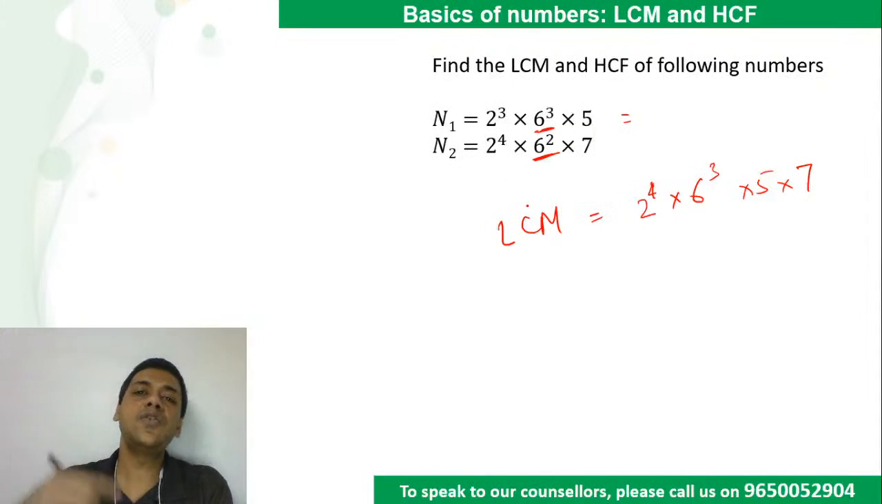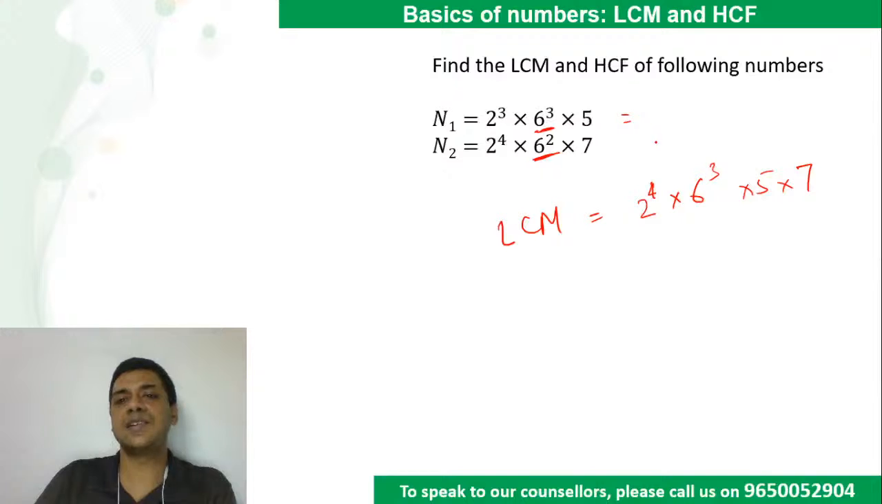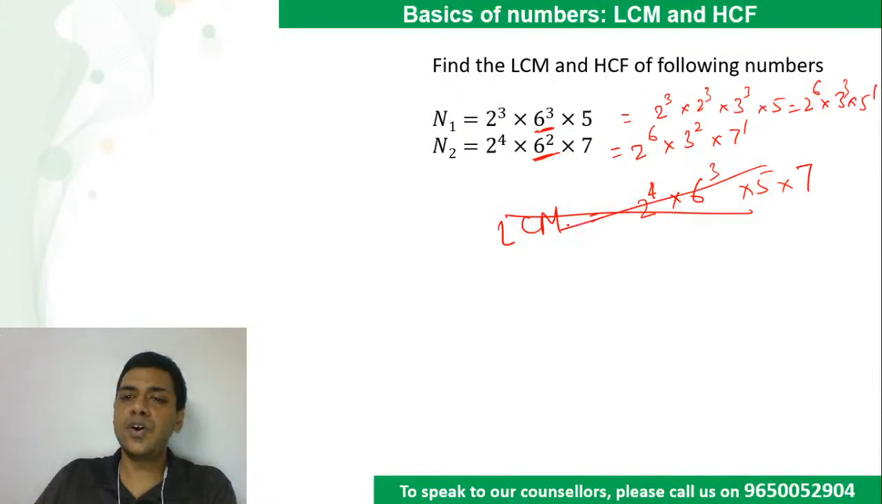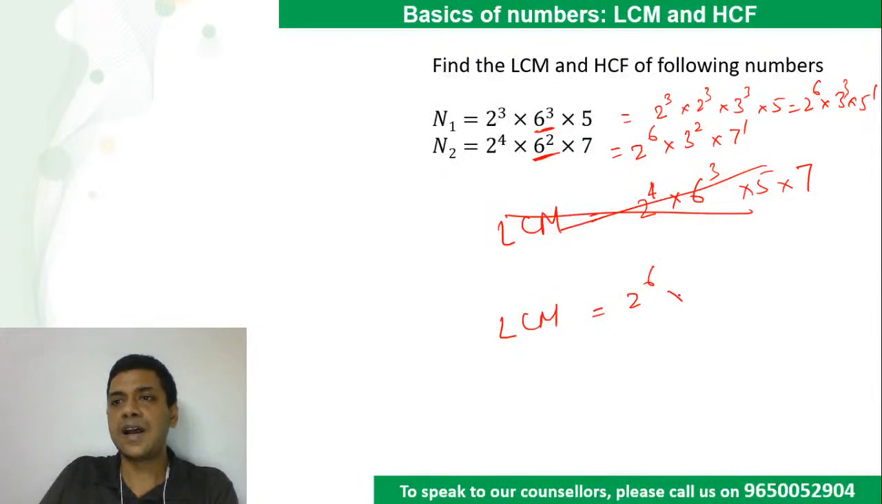So first of all, I need to break my number into its prime factors. How to do it? It is 2 cube into 2 cube into 3 cube into 5, which makes 2 raised to power 6 into 3 raised to power 3 into 5 raised to power 1. Similarly, my second number will become 2 raised to power 6 into 3 raised to power 2 into 7 raised to power 1. This is wrong, and my LCM would be highest power of 2 is 6, highest power of 3 is 3, highest power of 5 is 1, highest power of 7 is 1.